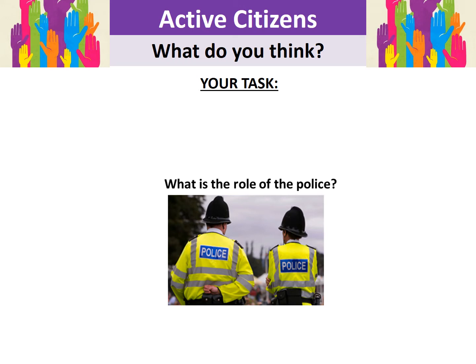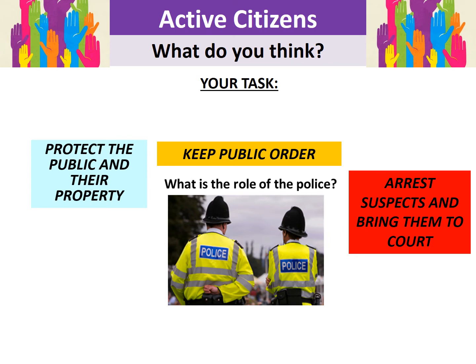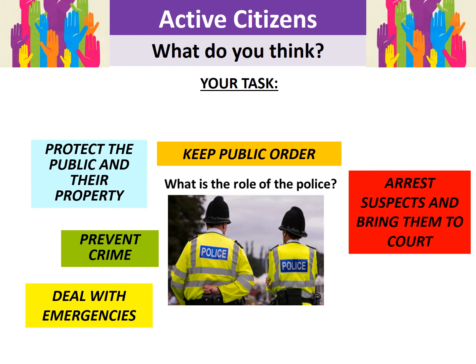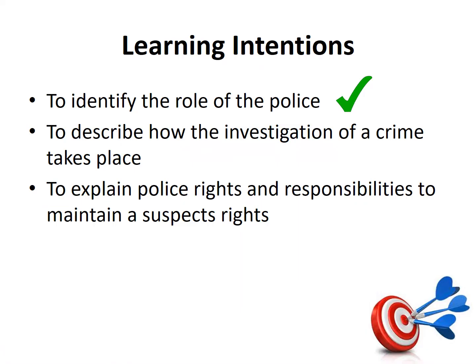Now some of the points that you could have had: protect the public and their property, to keep public order, to arrest suspects and bring them to court, to prevent crime, to deal with emergencies, to investigate incidents, and to manage traffic and make sure people are safe on the roads. That's just some of the things that the police do. So our first aim today was to identify the role of the police. So you should have some points in your jotter now about the role of the police and what they actually do. Now what we're going to look at next is to describe how the investigation of a crime takes place.